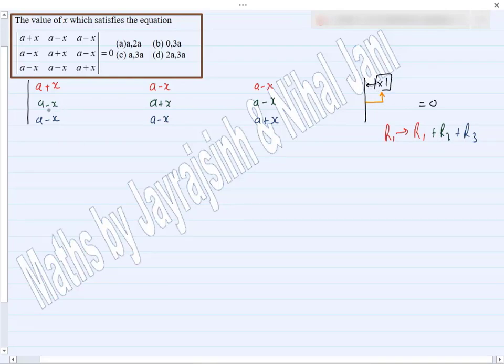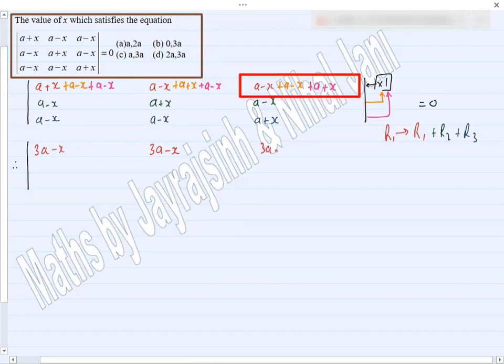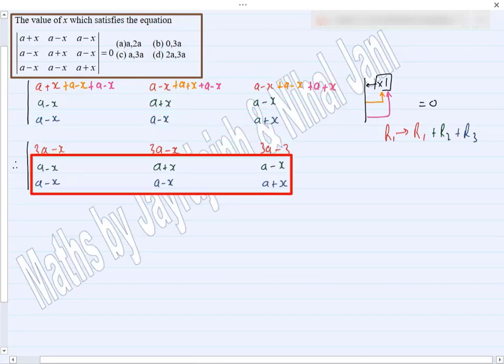So here we'll get a minus x plus 1 is a minus x, a plus x plus 1 is a plus x, and a minus x plus 1 is a minus x. Same thing you have to do with the third row. A minus x plus 1 is a minus x, a minus x plus 1 is a minus x, a plus x plus 1 is a plus x. So in our first row, the a plus 1x cancel out, we will get minus x. Same thing for the second element and the third one. The rest of the two rows will be as they are.